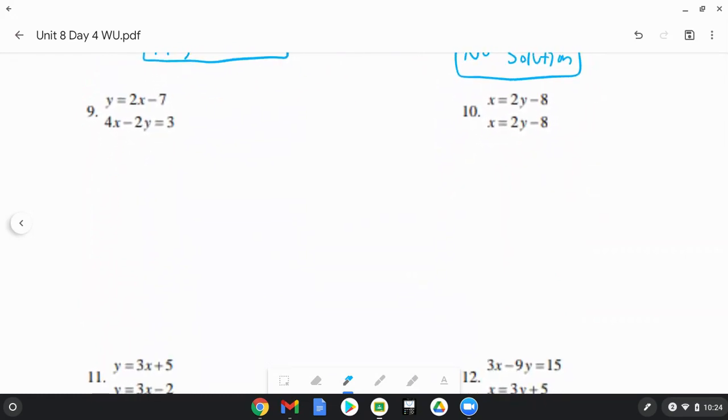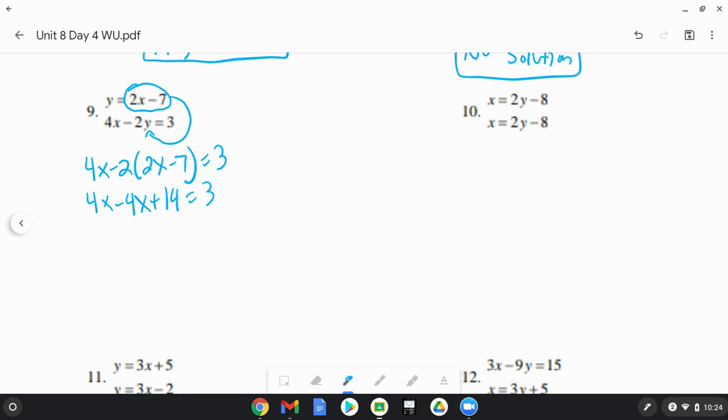The next one here, we have y equals 2x minus 7. So we're going to plug that in for y down below. So we'd write 4x minus 2, and then parentheses 2x minus 7. That equals 3. We're going to distribute properly. We get -4x plus 14. I think the 4x's will cancel each other out. So now we have 14 equals 3. That does not make sense, so that's a no solution type. So if all the variables cancel and the two numbers don't equal, then that's no solution.